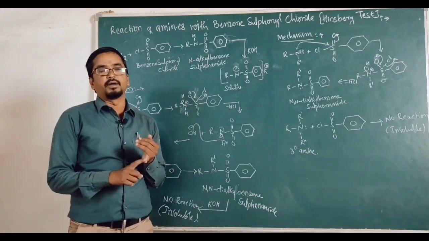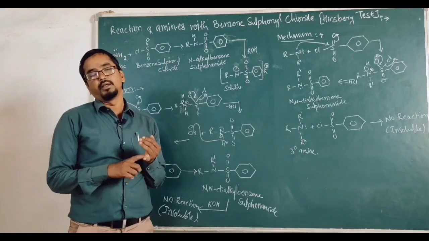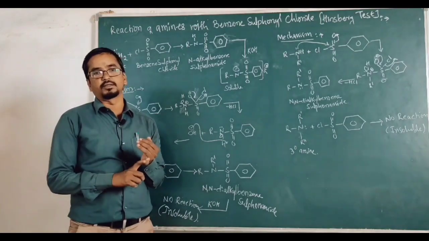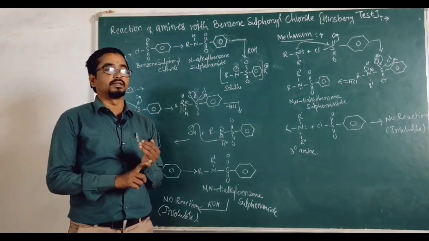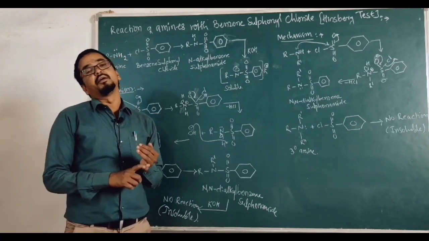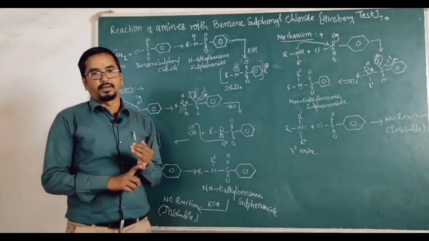How? By reacting the amine with benzene sulfonyl chloride. If the amine reacts with benzene sulfonyl chloride, then you have to add alkalis like potassium hydroxide. If it is soluble, what does it mean? It is a primary amine, and if it is not soluble, it is a secondary amine. And if the amine does not react with benzene sulfonyl chloride, what does it mean? It is a tertiary amine.